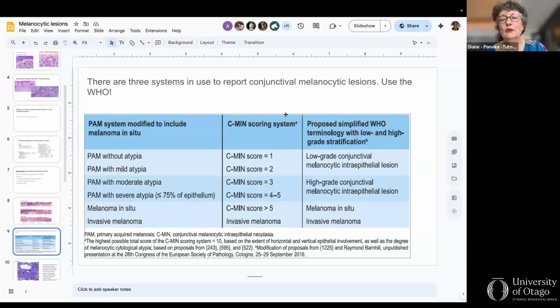So even if we use the Seaman scoring system, we are slightly out of date because the World Health Organization has proposed a simplified system. So pathologists will not talk about PAM. PAM is gone. They will work out a Seaman score, and then they will classify it according to the World Health Organization. Okay, so you'll get something that says Seaman score greater than 5, melanoma in situ. And that's what you will get these days.